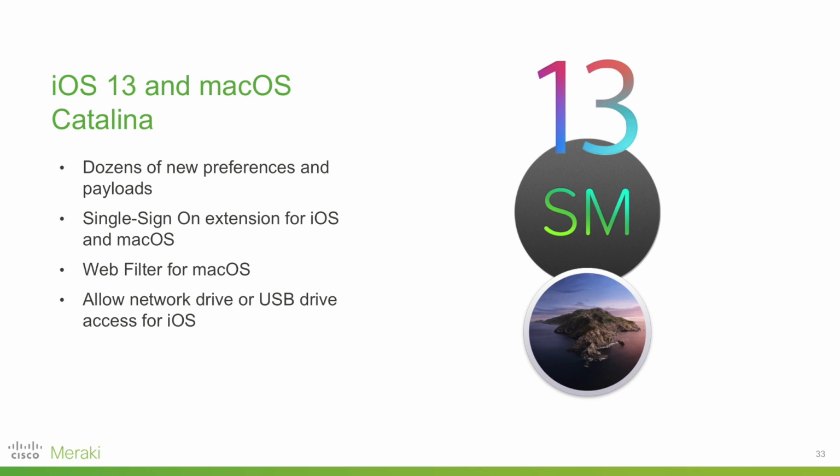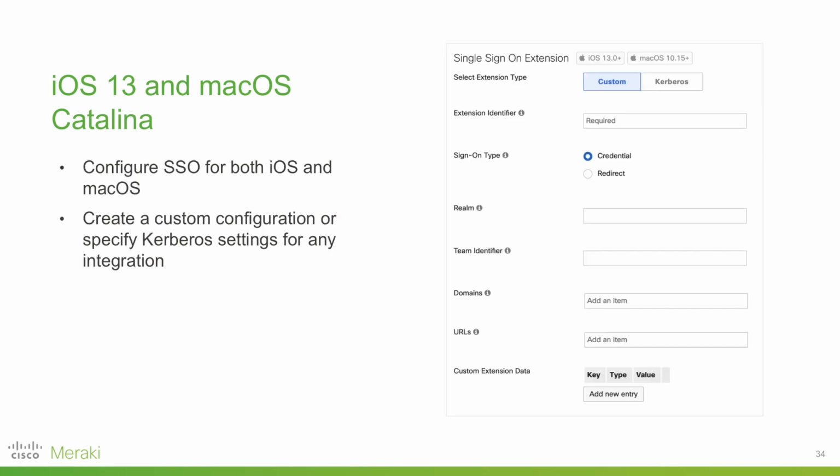And then finally, just a quick note, you may want to pay attention to the new capability that allows you to get a little control over network drives or USB drives, something that I've been asking for a long time on those platforms. A quick look at how you might set up the single sign-on features. You can use your own custom extension type for single sign-on, or you can use Kerberos. We're getting a little deep in the technical world there, but if you've been waiting for this on macOS, certainly something to pay attention to.